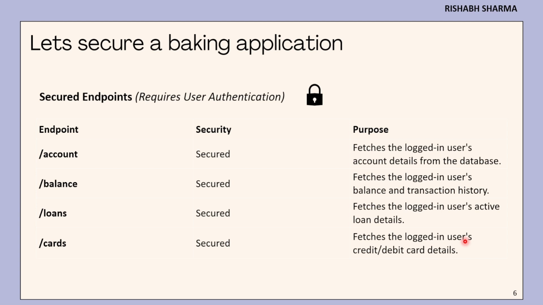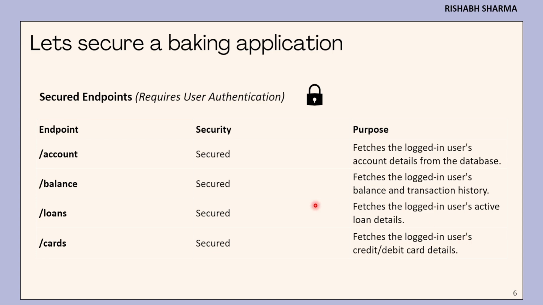These are the endpoints that we will need to secure. The first one is the account endpoint, which fetches the logged in user's account details from the database, and the balance API, which fetches the balance of the user and transaction history. Third is loans, to fetch whether the logged in user has active loan details, and the next is cards, to fetch the credit or debit card details.